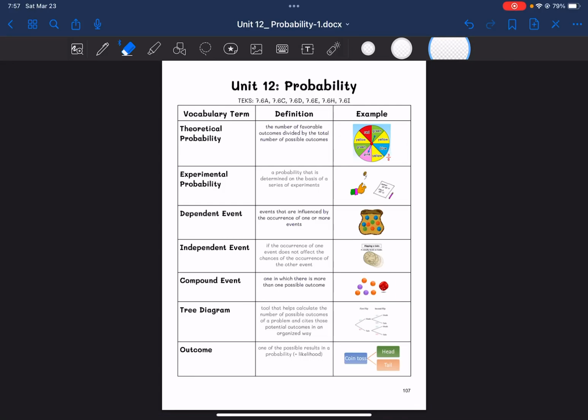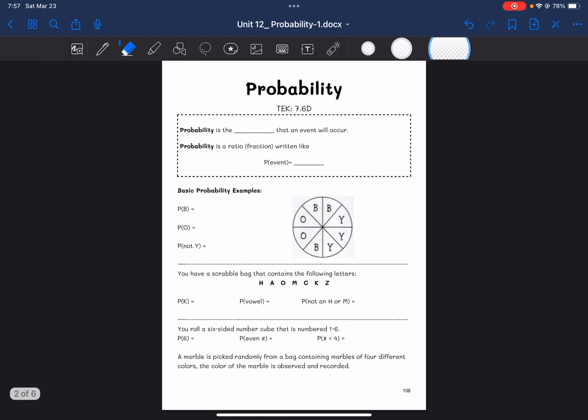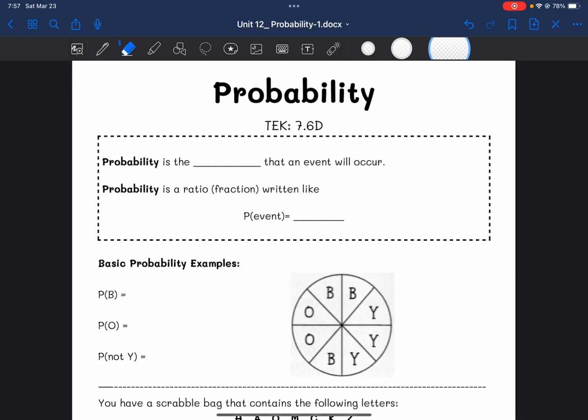Alright, guys, so we're going to talk about Unit 12, which is probability. I'm not going to go over the vocabulary terms right now. You can always go back and look at them too. Let's go ahead and get into probability, okay?